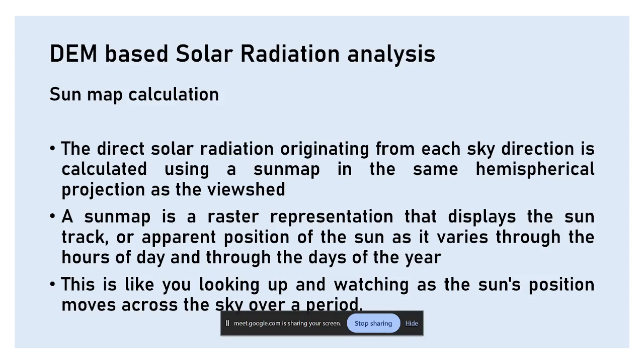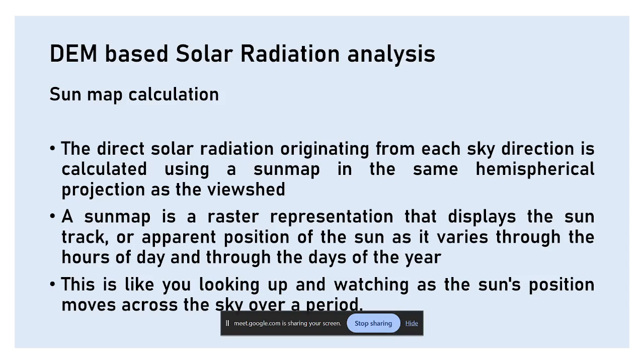So effectively, what do we mean by a sun map? It is a raster representation that displays the sun track, or apparent position of the sun, as it varies through the hours of a day or through the days of the year. It can be over hours when you consider a particular day, or if you consider a whole year, then it can be through the days of the year.